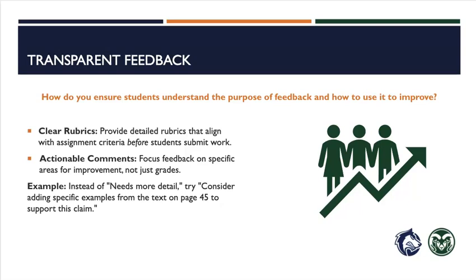How do you ensure students understand the purpose of your feedback and how they can use it to improve their work? Methods to make feedback transparent include clear rubrics that align with the assignment criteria before students submit their work. So they should know before they even get started what success looks like.